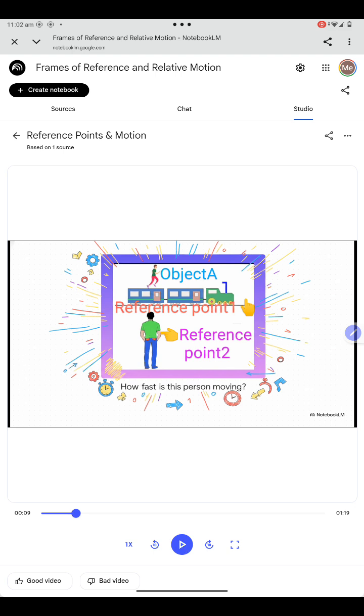So the first example in the video is a picture representing object A, reference point 1 and reference point 2. Reference point 1 is the train and reference point 2 is the man standing on the ground. Both the references are observers. What we are observing is object A, the man who is running on the train.